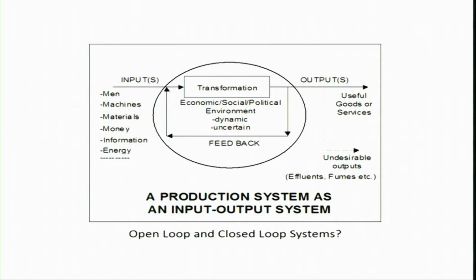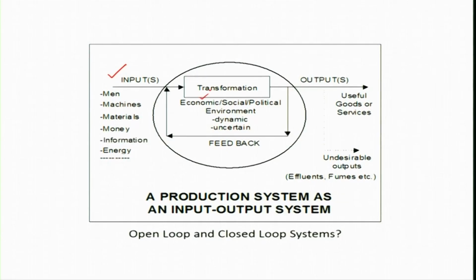Now, let us look at production and operations management with the help of a system approach, an input-output system approach. As we have said, the production or operation system consists of inputs in the form of man, machine, material, money, information, energy and many other things, which may vary for different sectors. Then there is a transformation process.